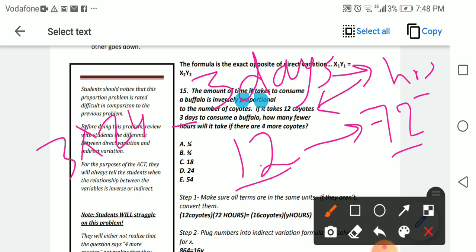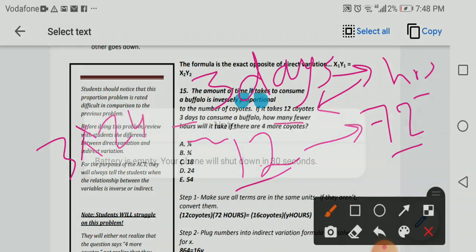How many fewer hours will it take if there are 4 more coyotes? If I have here, just a moment.